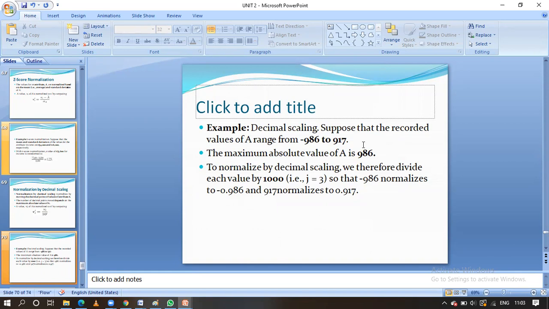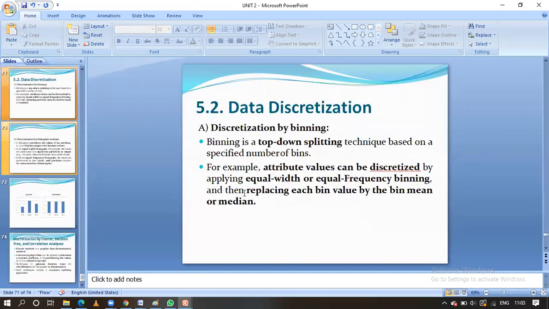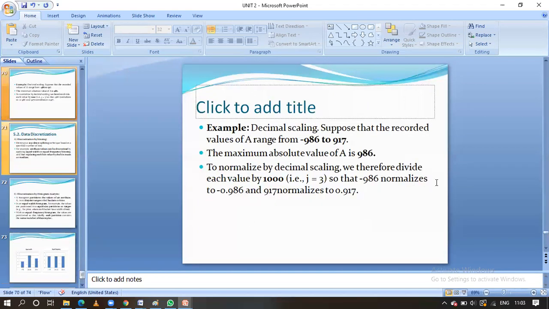For example here, 917, when normalized by dividing by 1000, becomes 0.917. Likewise 986 is normalized to 0.986, like that. That is all related to normalization, guys.